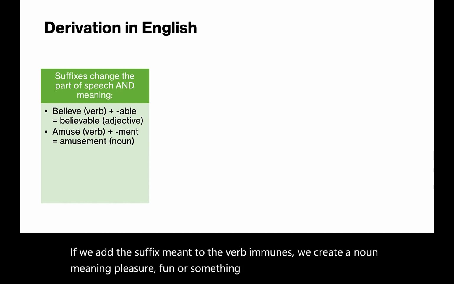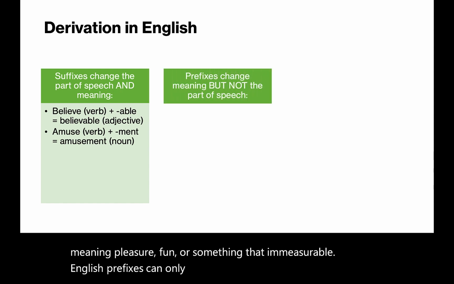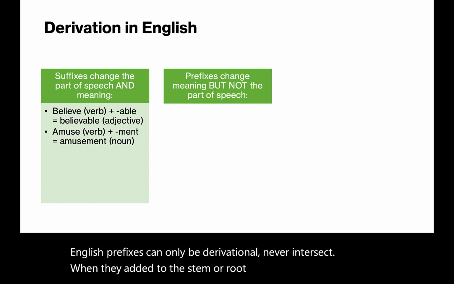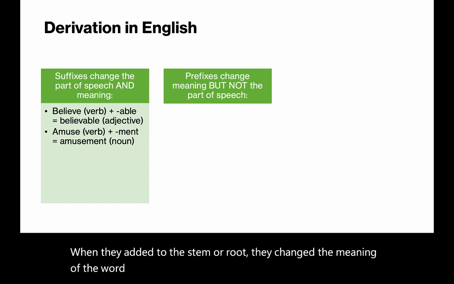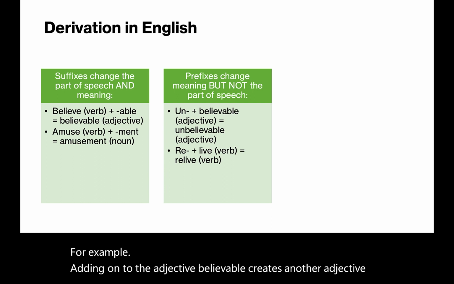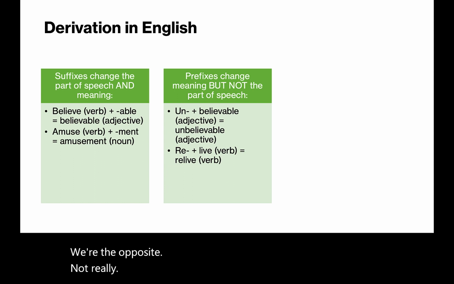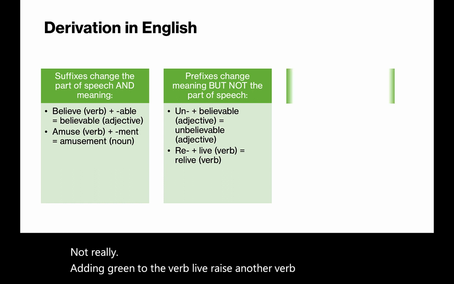English prefixes can only be derivational, never inflectional. When they're added to the stem or root, they change the meaning of the word, but not its part of speech. For example, adding un to the adjective believable creates another adjective with the opposite meaning, not believable. Adding re to the verb live creates another verb, to live again.